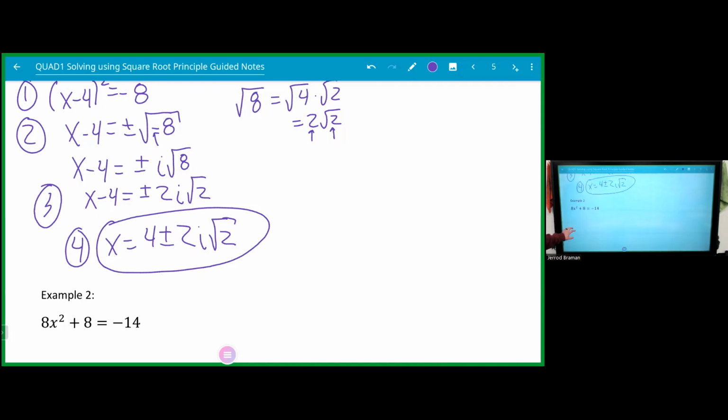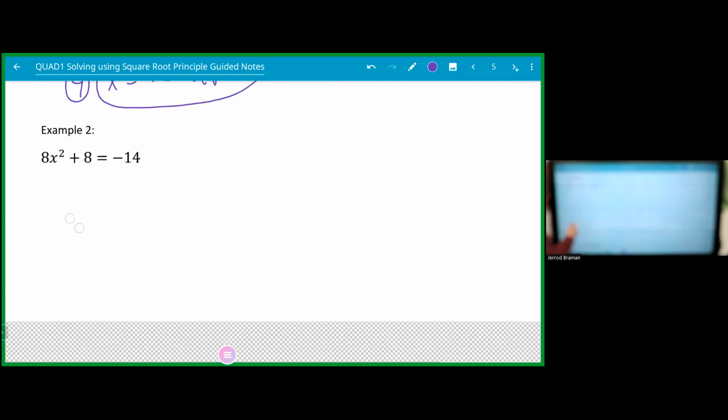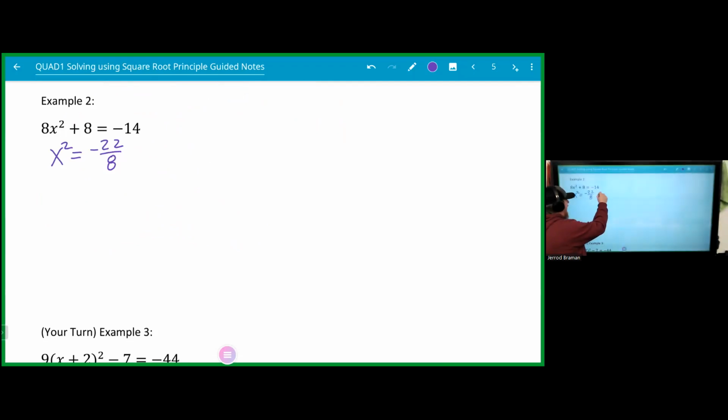Okay, I'm going to give you one more example before I let you loose here on your own. I still need to isolate. I'm still going to subtract 8 and then divide by 8. X squared equals, if I subtract 8, that's negative 22. And if I divide by 8, that's negative 22/8. Simplify when you can. They're both even. I'm going to divide them by 2, which is negative 11/4. So let's rewrite it. X squared equals negative 11/4.